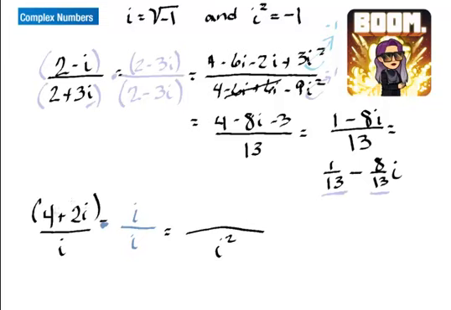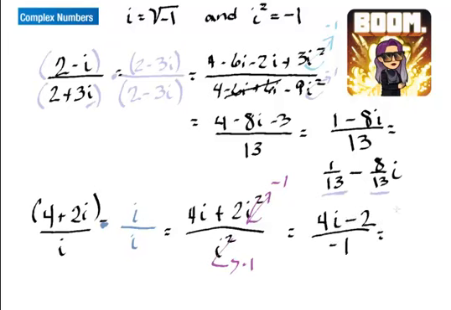Multiplying here, remember to distribute. 4i plus 2i squared. i squared is a -1. Let's see how that simplifies. I'm going to have 4i minus 2 over -1. So this is going to break apart into 2 minus 4i, because everybody gets that -1, need to distribute that and break it apart. All right, beautiful.